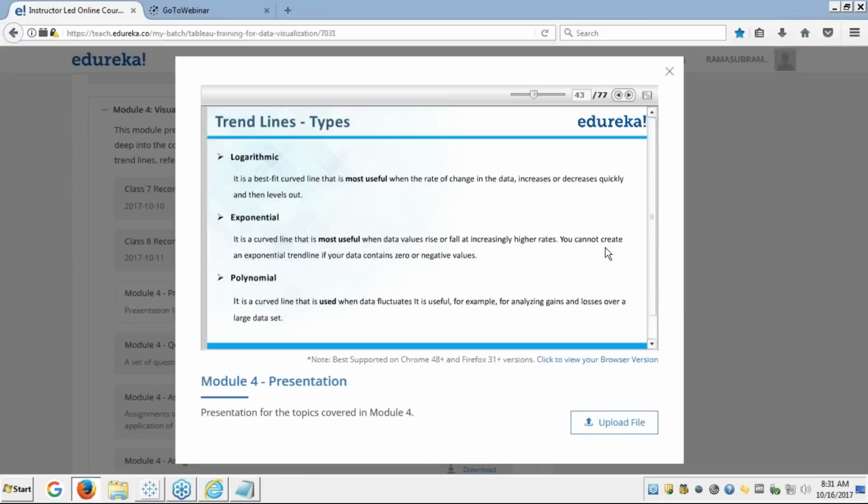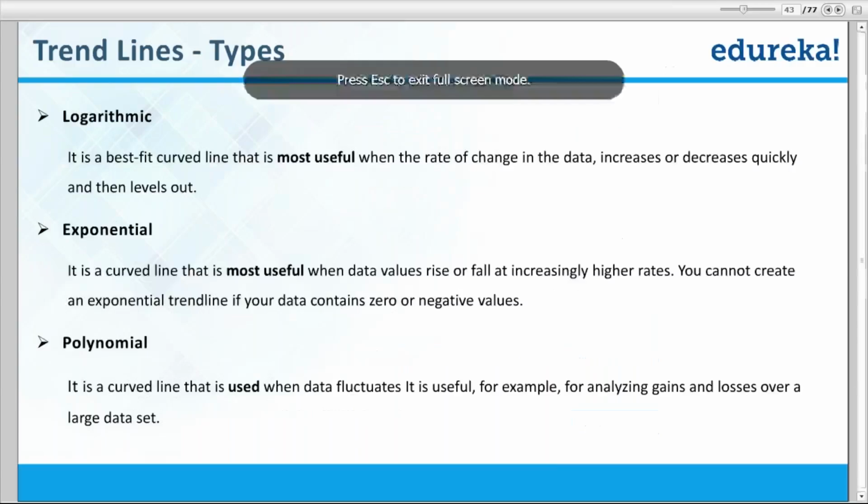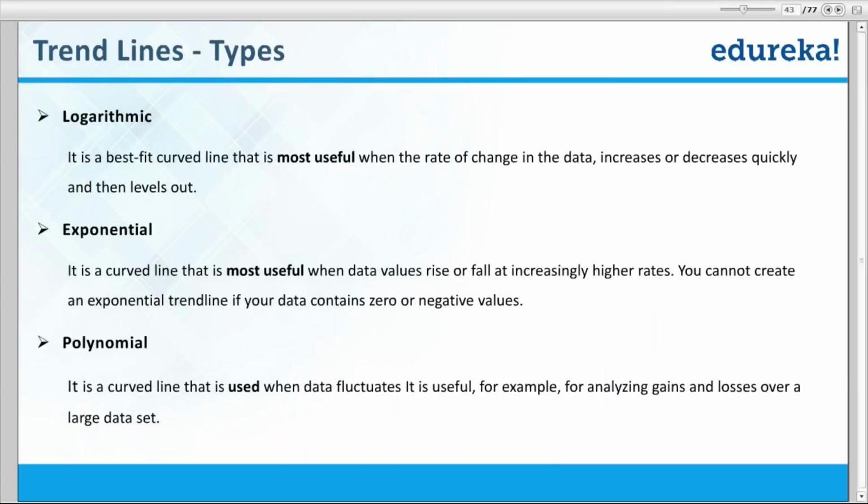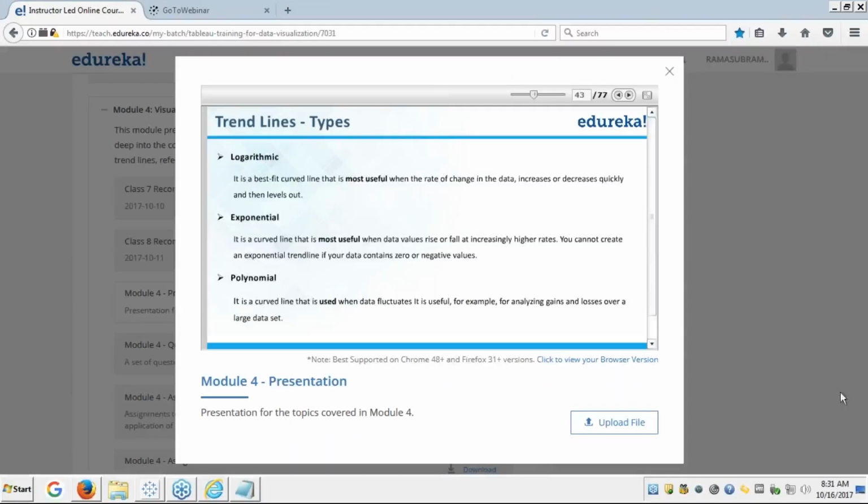Okay. Next comes the exponential model. This exponential model is used when the data values rise or fall at increasingly higher rates, like the stock market, which goes up at a certain point of time and comes down all of a sudden. You cannot create an exponential model when there are zero or negative values. So basically this is more suited to the exponential.